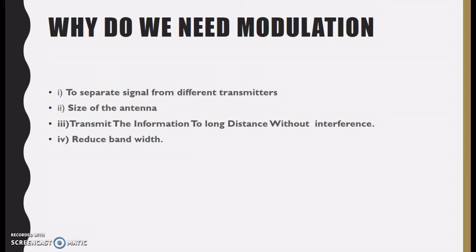Also, the power radiated by an antenna of length l is proportional to l over lambda. This shows that for the same antenna length, the power radiated is larger for shorter wavelength. Thus, our signal, which is of low frequency, must be translated to the high frequency spectrum of the electromagnetic wave. This is achieved by the process of modulation. Then, we have to transmit the information over long distances without interference. Without modulation, we cannot achieve this. Then we can use this to reduce the bandwidth.